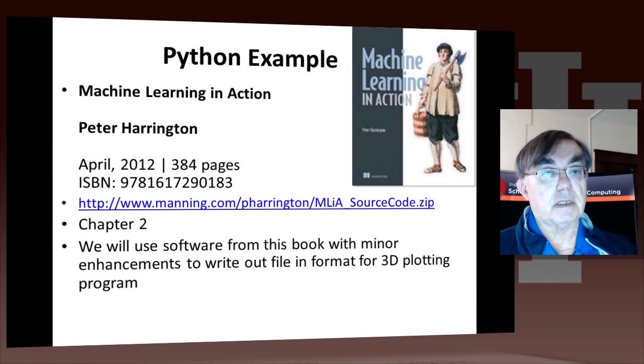So in this lesson, we're going to introduce some Python code to describe an algorithm. This code is found online as part of a good book on machine learning called Machine Learning in Action by Peter Harrington by Manning. And that you'll find at this URL here. We're going to go to chapter 2, and we'll use the software in this book with some minor enhancements. And in particular, those will allow us to change the format of one of the files, so use it in a three-dimensional plotting program.